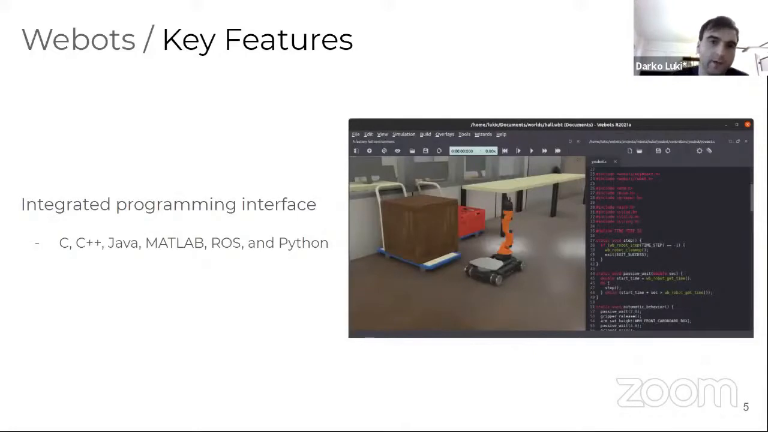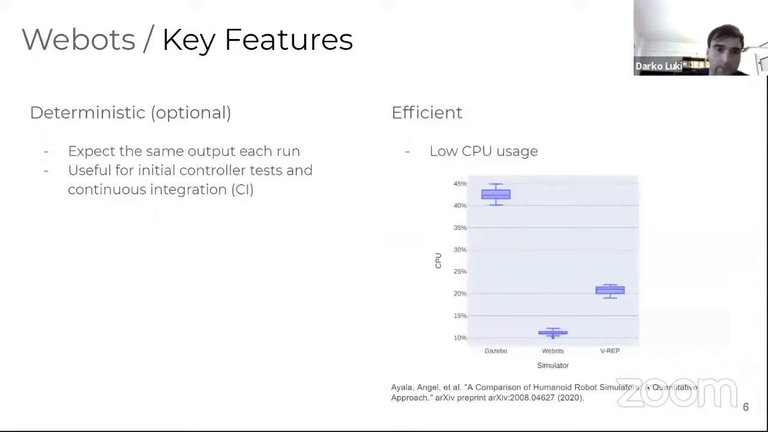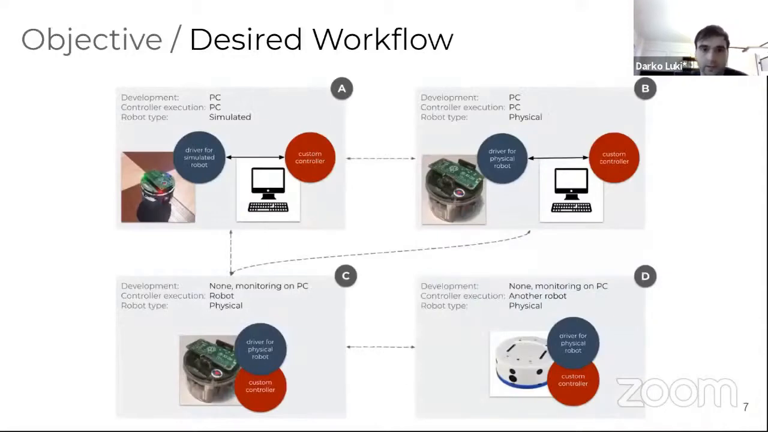You can write your robot controller in about six different programming languages. It is also deterministic, meaning that you can expect the same output in each run. And it's efficient, especially in terms of CPU usage. But a challenge that some Webots users experience is that it's not very easy to port a controller written for the simulation to the physical robot. And so we identified ROS 2 as the perfect candidate to solve this problem.